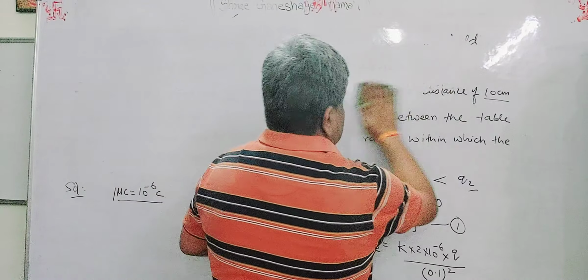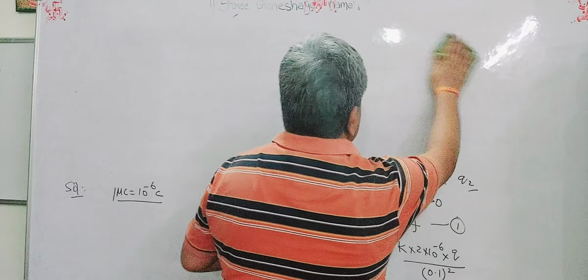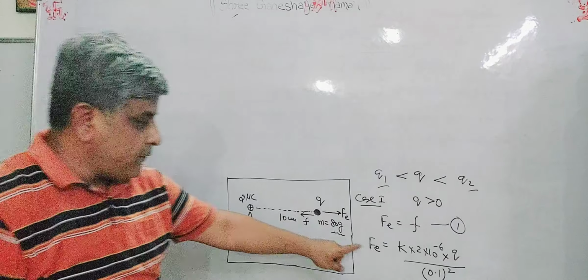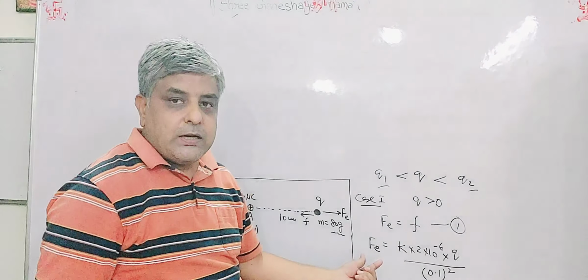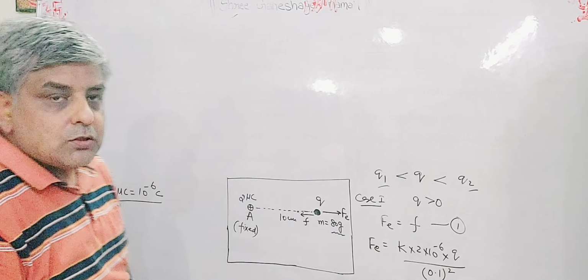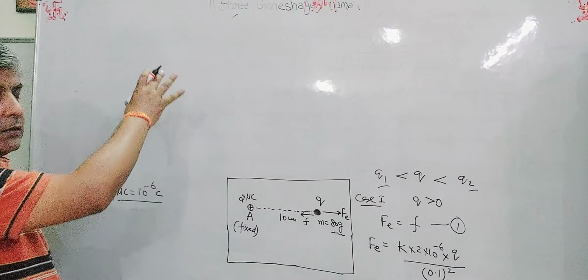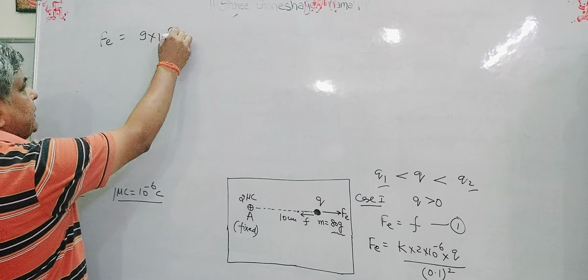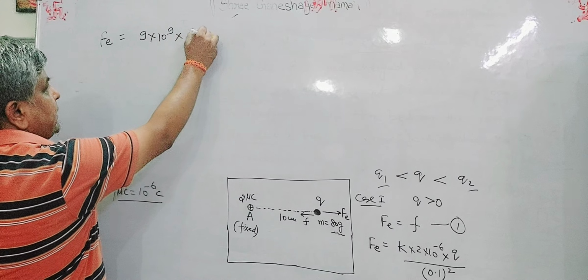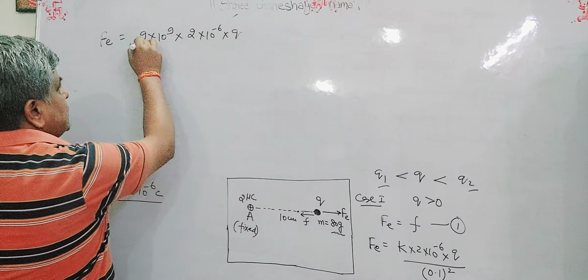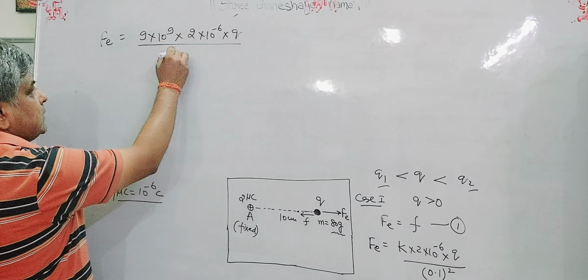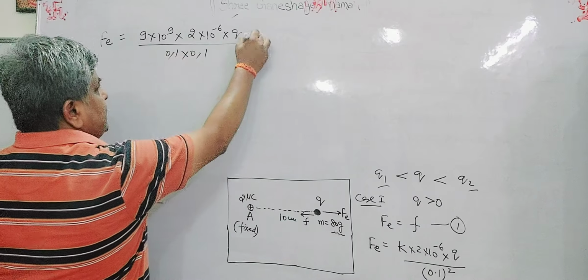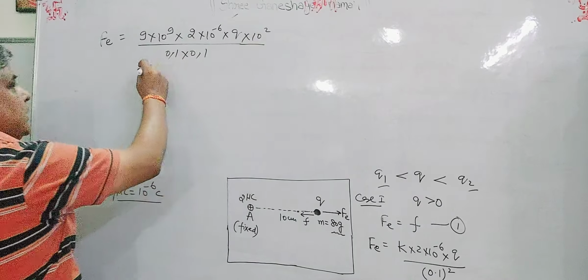Equilibrium means that the net force acting on the charge is 0, equal and opposite. So now see, Fe is k q1 q2 over r squared, so let us simplify it. The electrostatic force will be 9 multiplied by 10 to the power 9 multiplied by 2 multiplied by 10 to the power minus 6 Q divided by 0.1 squared, 0.1 multiplied by 0.1. If I remove the decimals, multiply by 10 to the power 2, and you can easily calculate it.